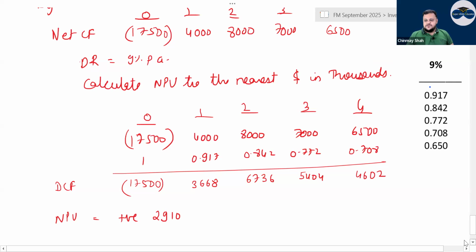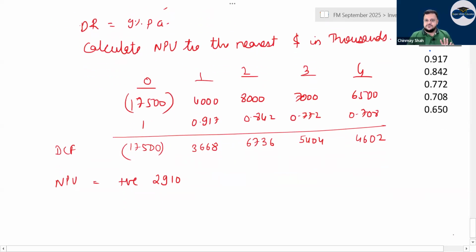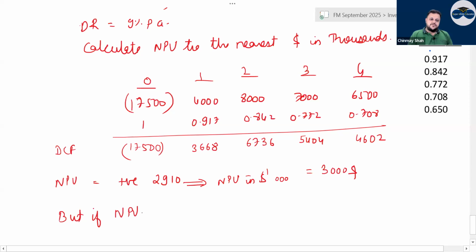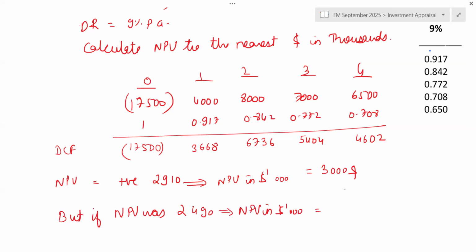One minute. 2910, right. Should I write 3000 or 2000? These are the only two options. Is it equal? Tell me. Yes. So 2910, but the NPV written in dollar thousands is equal to $3,000. But if the NPV was 2490, then it would be 2000.